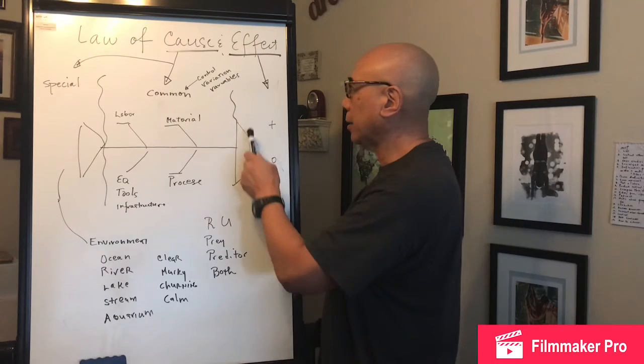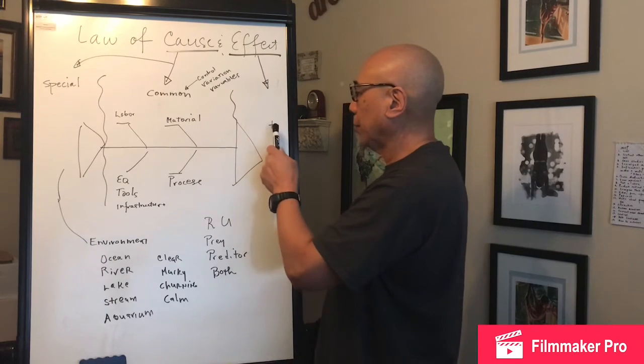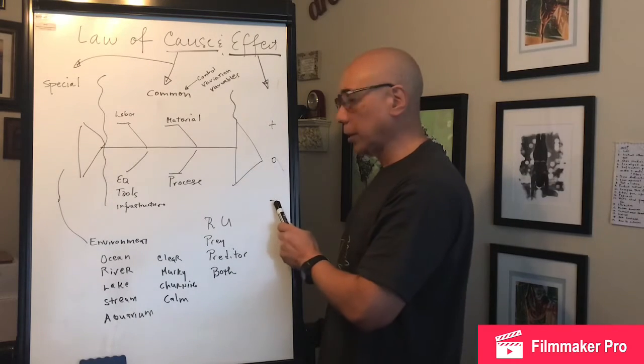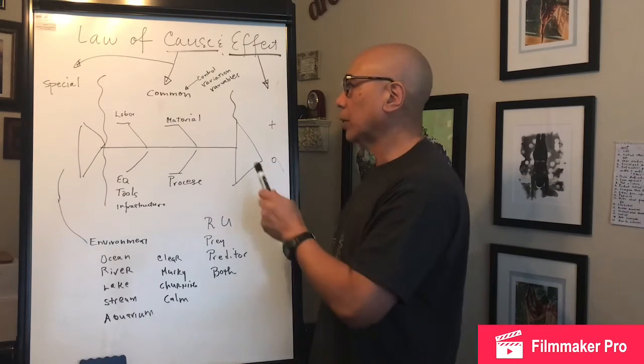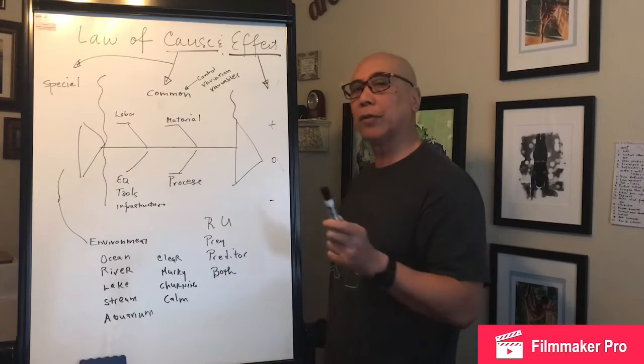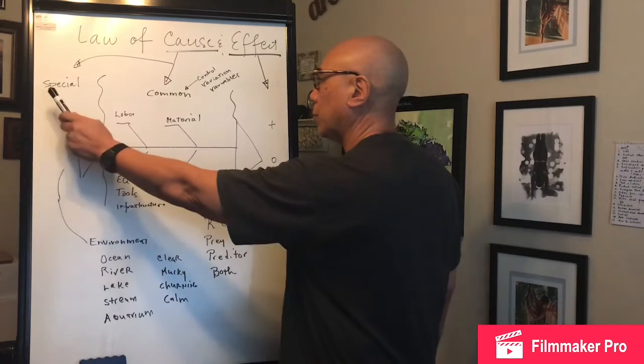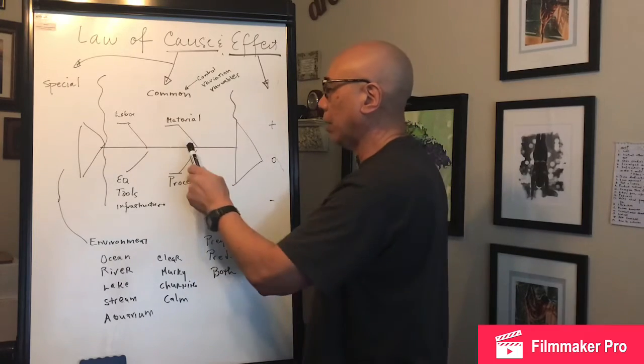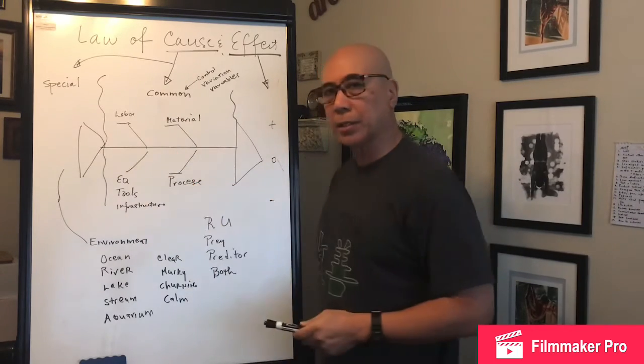The head is the effect, okay, where you can either end up with a positive, a neutral, or a negative effect. What causes it are two different types of causes: special cause and common cause. The common cause are divided by these different spines.